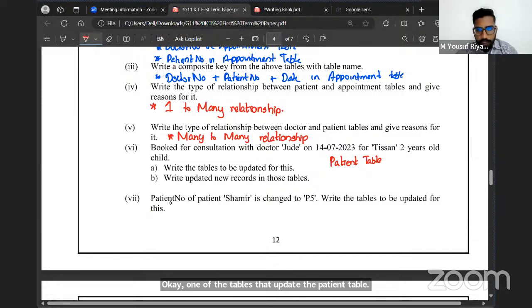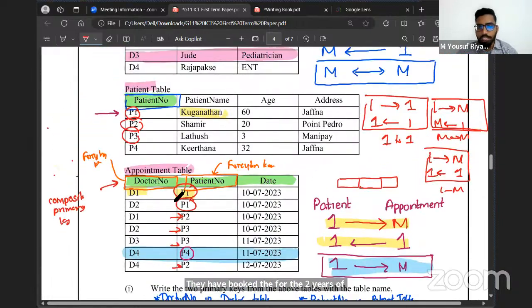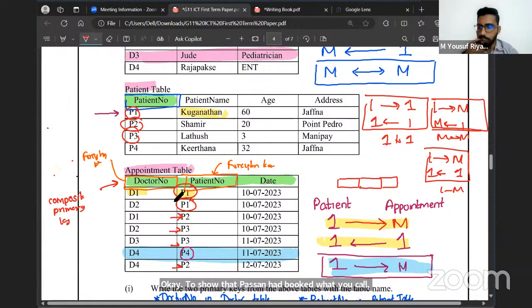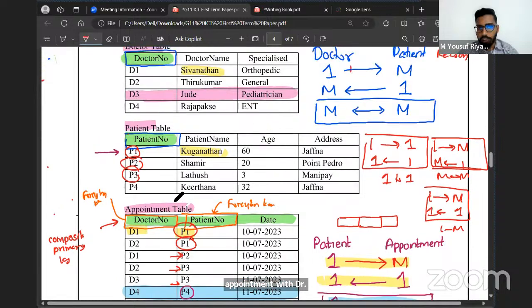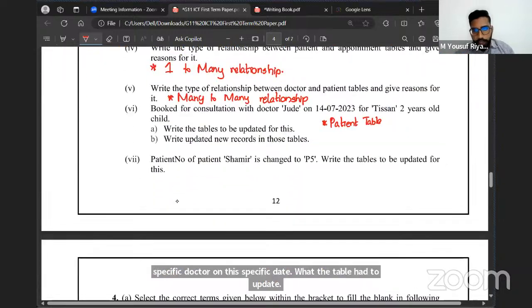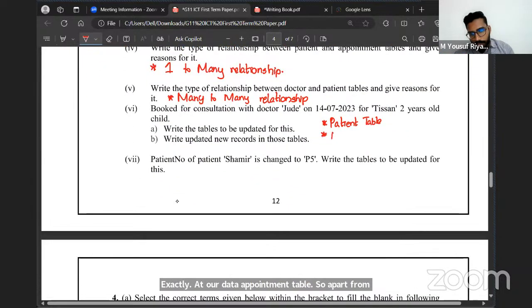Fine. Next, apart from the patient table, they are telling us that they have booked a consultation. They have booked it for the 2 years old Tisan, a consultation on 14 July, and so on. To show that Tisan has booked an appointment with the doctor called Jude on this specific date, what is the table I have to update? Exactly, the appointment table. So apart from the patient table, even the appointment table has to get updated.